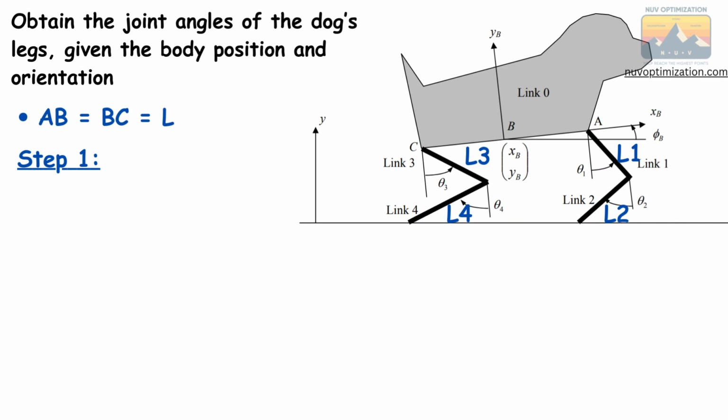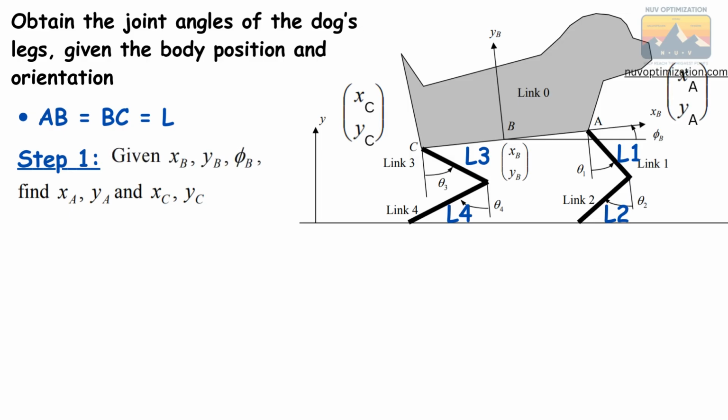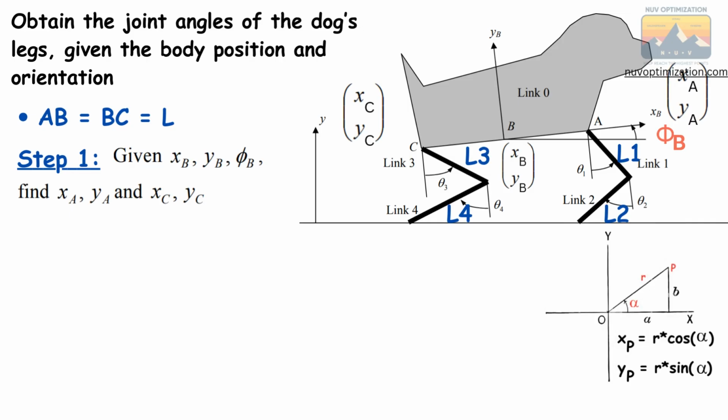Our first objective is to find the coordinates of point A, x sub A, y sub A, and point C, x sub C, y sub C, given the central position x sub B, y sub B, and orientation angle phi sub B. This process directly applies Cartesian coordinate principles combined with trigonometry. Recall this is the Cartesian coordinate.